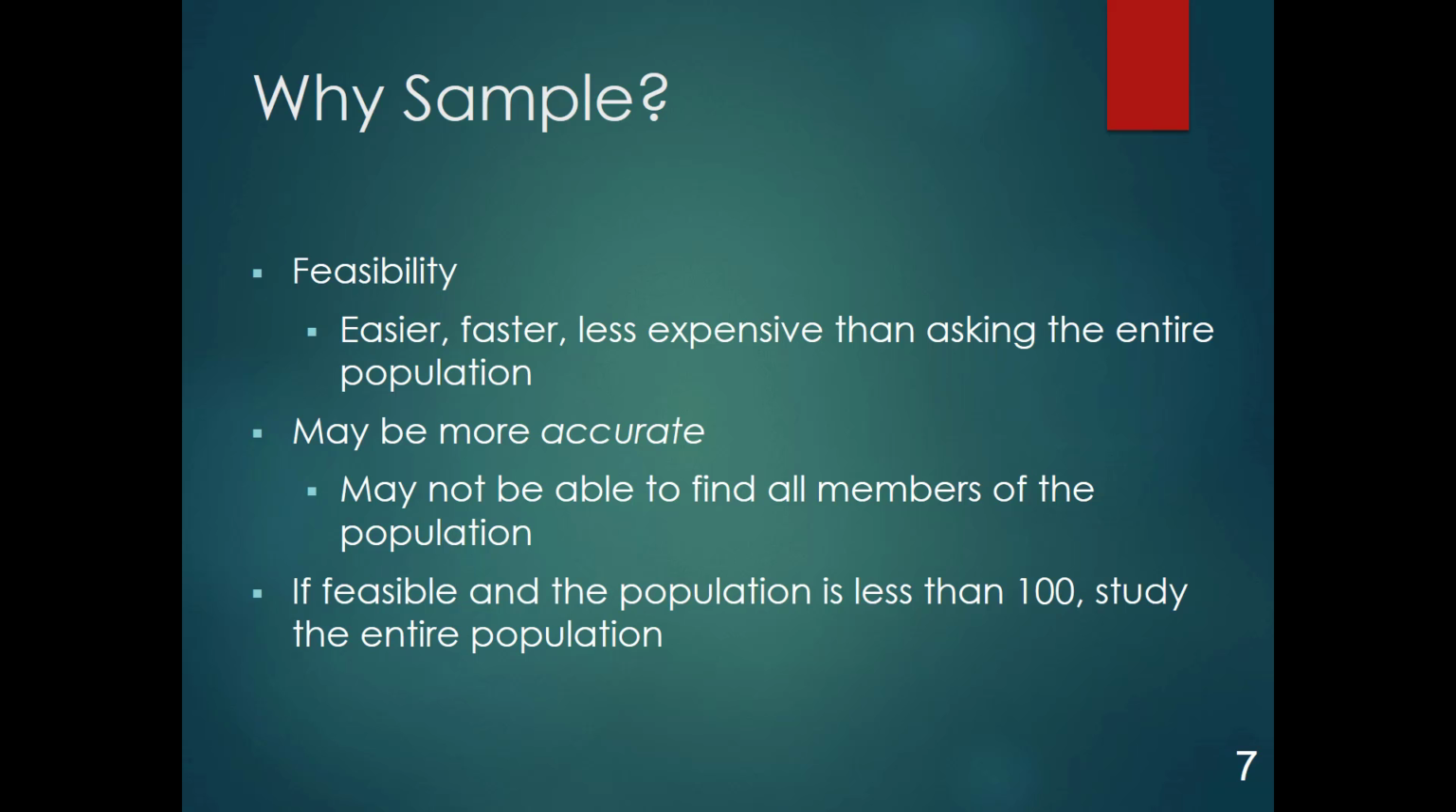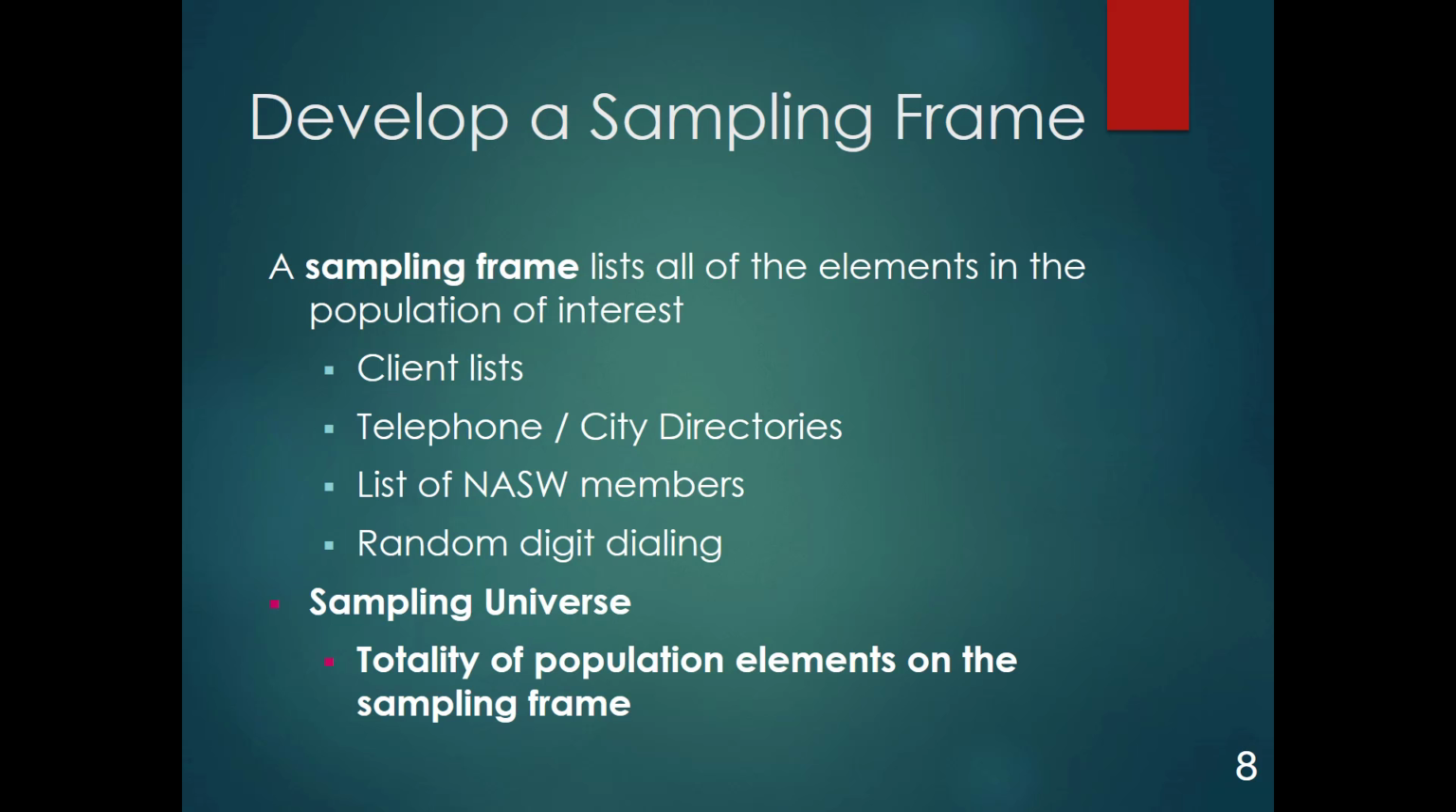It may also be more accurate. You may not be able to find all of the members of the population if you're trying to study the entire population, especially if it's a very large population. So if it's feasible and the population is less than 100, then you should study the entire population. All right, so the next step is to develop a sampling frame.